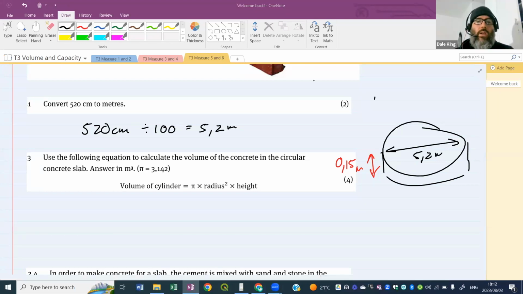Tando, we're going to use this formula here for the volume of a cylinder: pi times radius squared times height. So they say use this formula for the volume of a cylinder. There it is there on the screen.